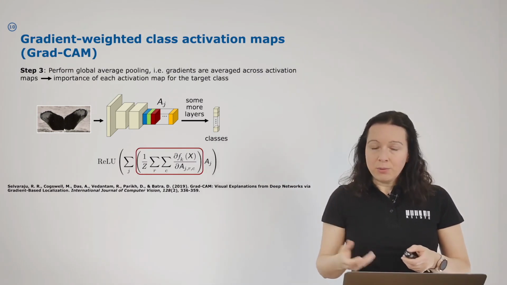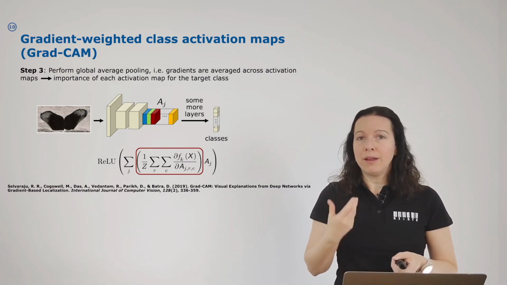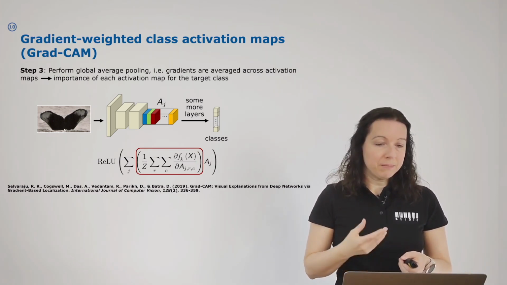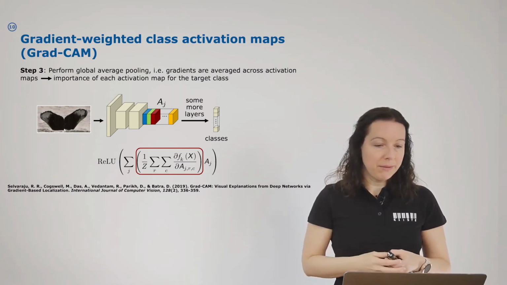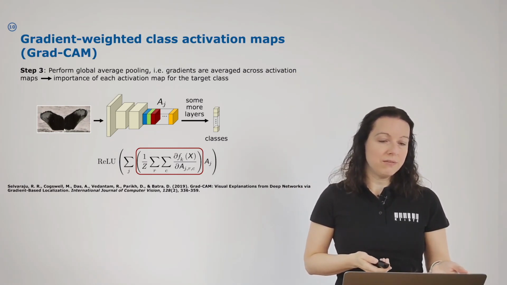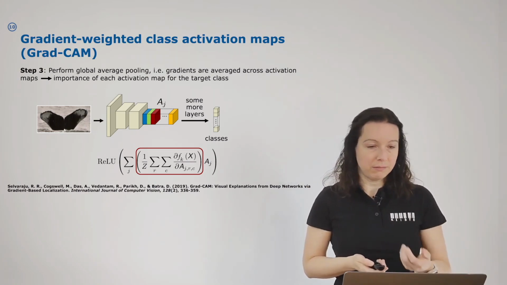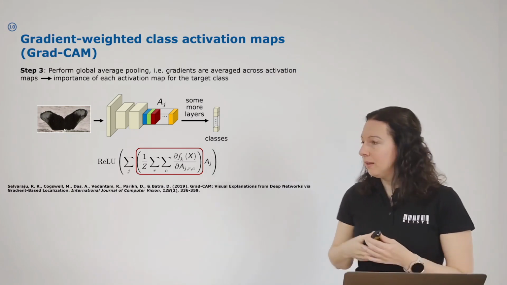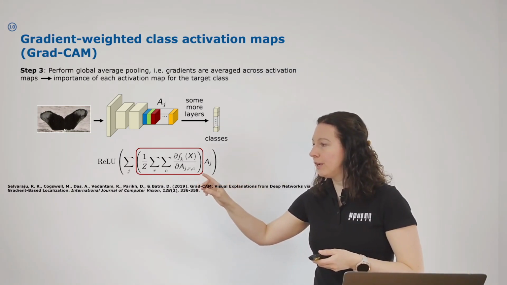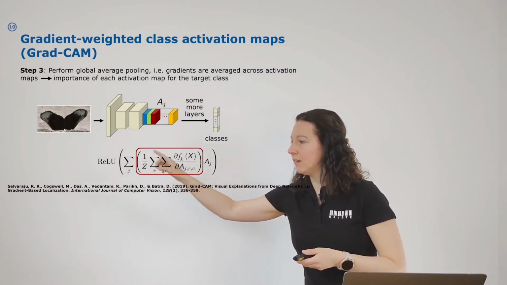And step 3: you perform a global average pooling. That means the gradients are averaged across the whole activation map, and you get the importance of each activation map for the target class by this global average pooling, and this is exactly what is happening here.